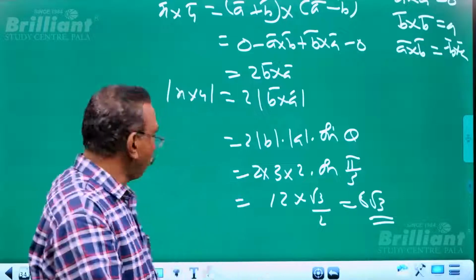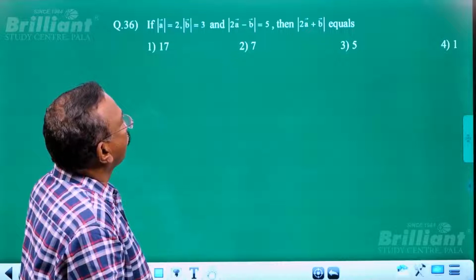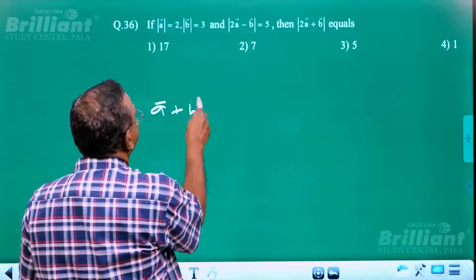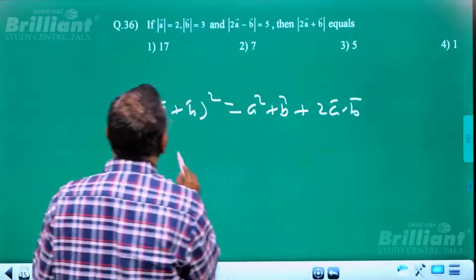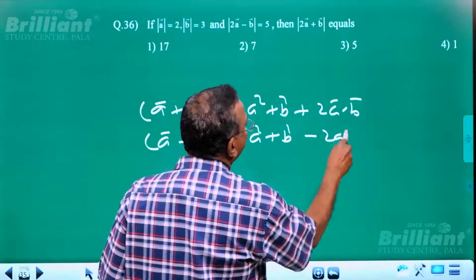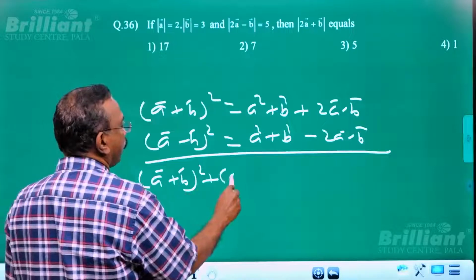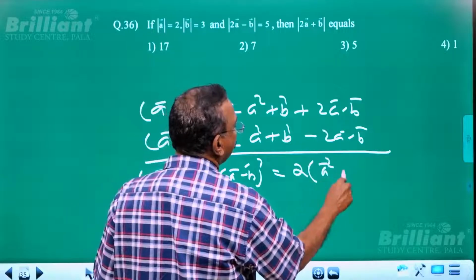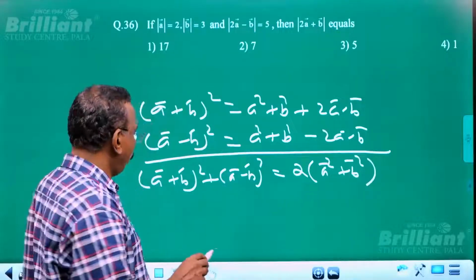Now, similarly, our next problem, question number 36. In 36, mod a bar is 2, mod b bar is 3, and mod 2 a bar minus b bar is 5, and we need the value of the other one. You know, a bar plus b bar the whole square is equal to a square plus b square plus 2 a bar dot b bar. And at the same time, a bar minus b bar the whole square is equal to a square plus b square minus 2 a bar dot b bar. So whenever you make the sum, a bar plus b bar the whole square plus a bar minus b bar the whole square, the dot product terms get cancelled and you get 2 times a square plus b square. You know, mod a square is exactly a square itself. So this is the condition.